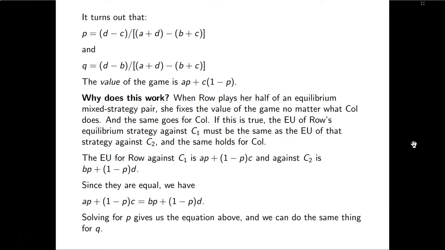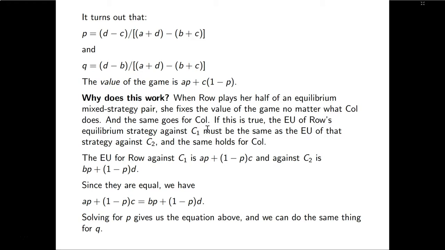Turns out that to do that, all we need is to set P equal to D minus C over A plus D minus B plus C, and set Q equal to D minus B over A plus D minus B plus C. And the value of the game, when we do that, will be A times P plus C times 1 minus P. Well, that seems easy. We just have to plug and chug those numbers. But why does it work?